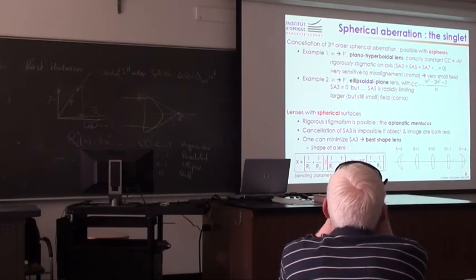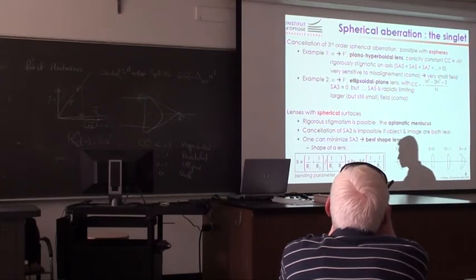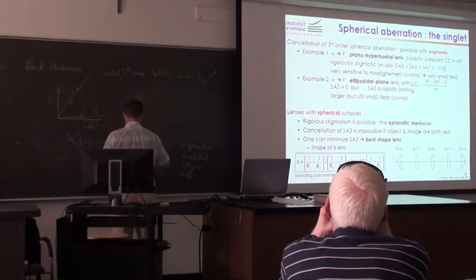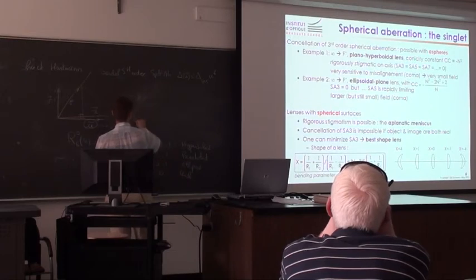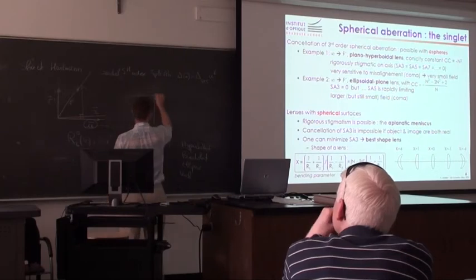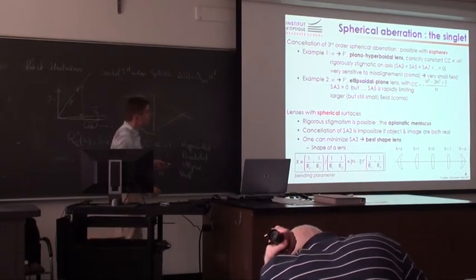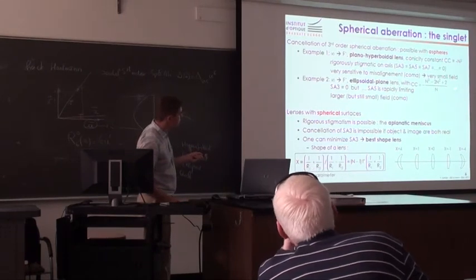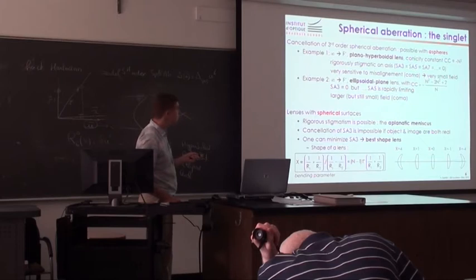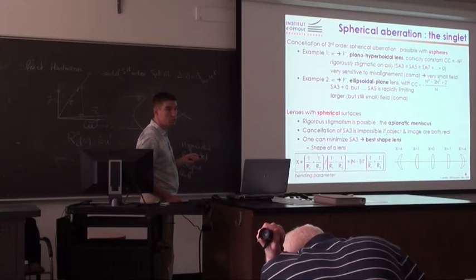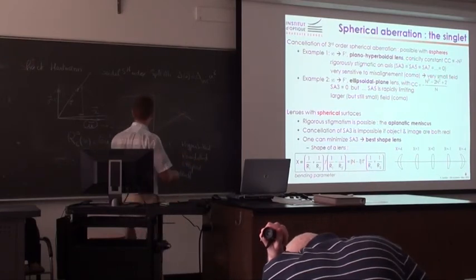Second example, always in the same configuration. You take the lens in the right orientation, the one you wanted. Well, what you find is that the only way to kill a third of the spherical aberration is to have a conicity constant that's related to the index of refraction this way, and this, you can prove, is larger than minus 1. It's an ellipsoid. So this is an ellipse.